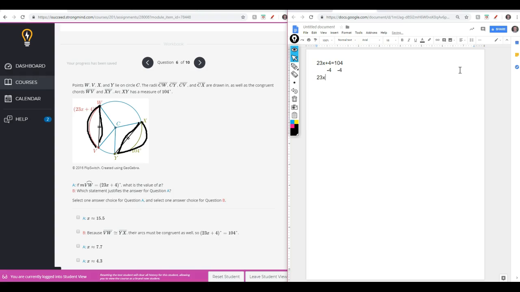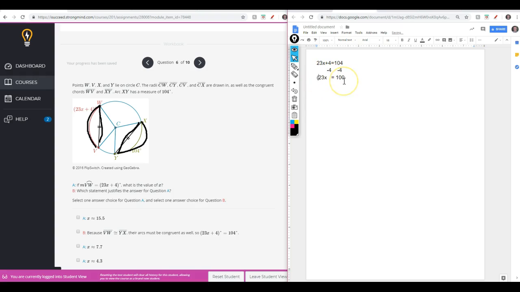23x minus nothing is still 23x. Positive 4 minus 4 is 0. So plus 0, we typically do not write that because adding 0 to a value doesn't change it. And then 104 minus 4 is 100.